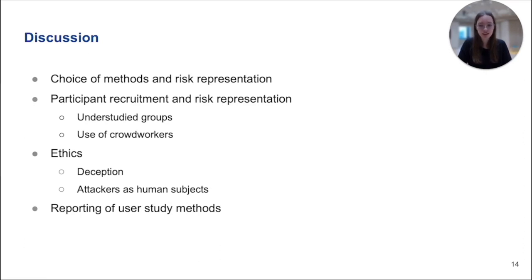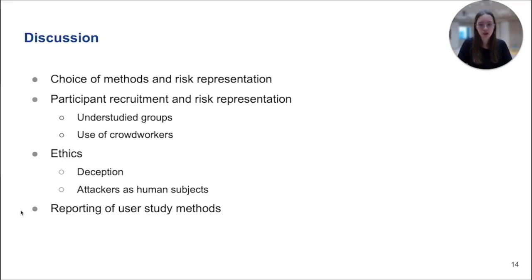With regards to ethics, we discussed the use of deception. Authors use different definitions for deception, and the community might profit from further discussion of what types of deception are ethically acceptable in UPS studies, and under which circumstances. A small number of studies also used attackers as non-consenting human subjects, which might also warrant more discussion.